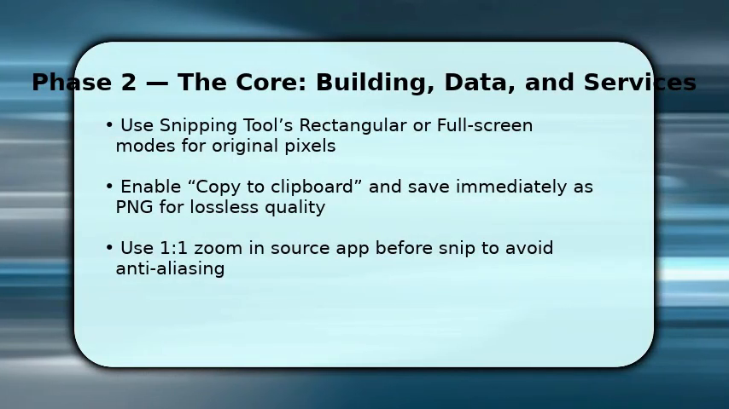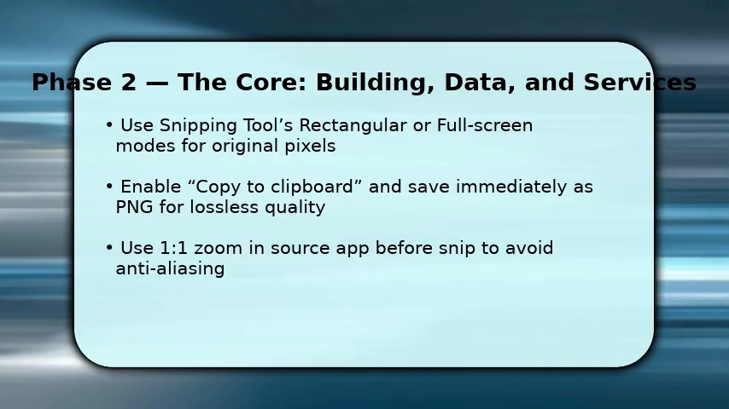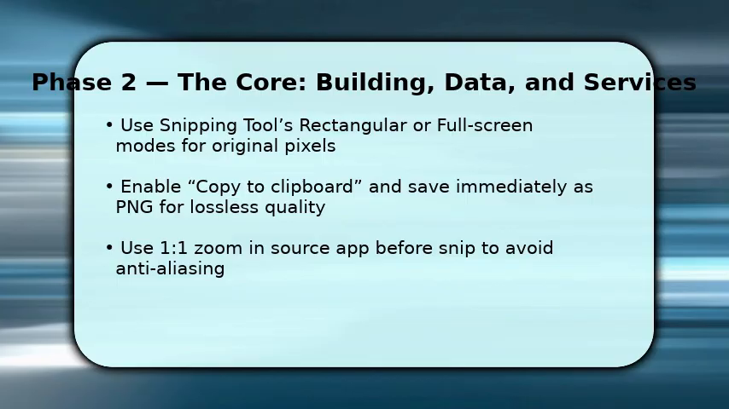Now perform the actual capture. You should use rectangular or full-screen snips to preserve native pixels. Window mode can introduce compositing artifacts. Before you click, set the source app to 1 zoom so text and lines aren't anti-aliased. After snipping, copy to clipboard then save as PNG.